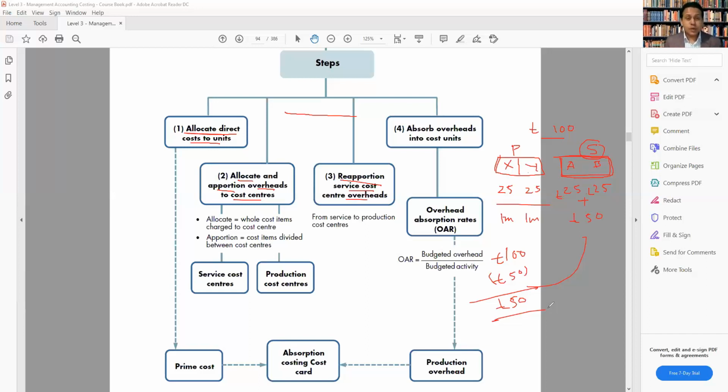So what we understand from here is that the service department cost later on has to be given to the production department. Whatever service department cost we have cannot be borne by the service department. The cost has to be allocated or apportioned to the production department.